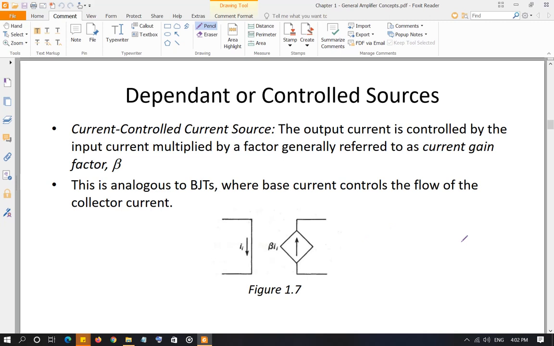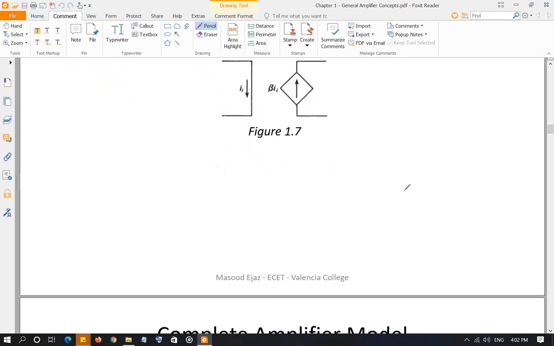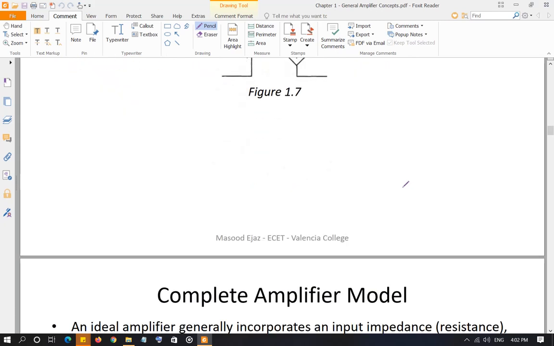So all these sources can also be considered as amplifier circuits. In the next video, we'll discuss the complete amplifier model.